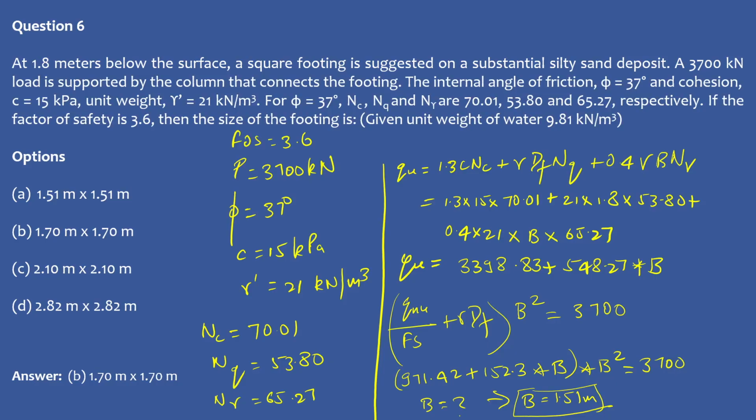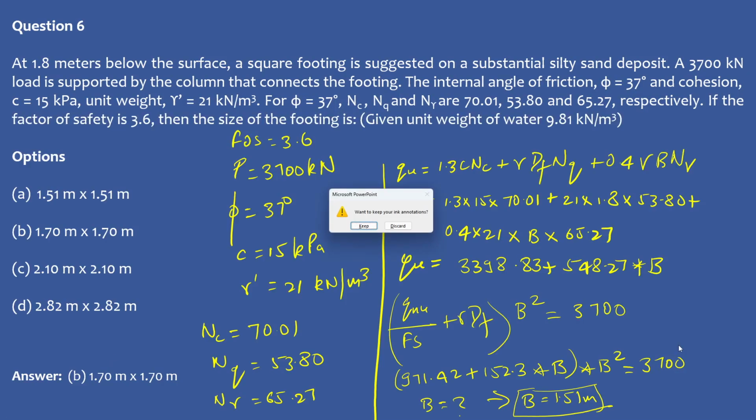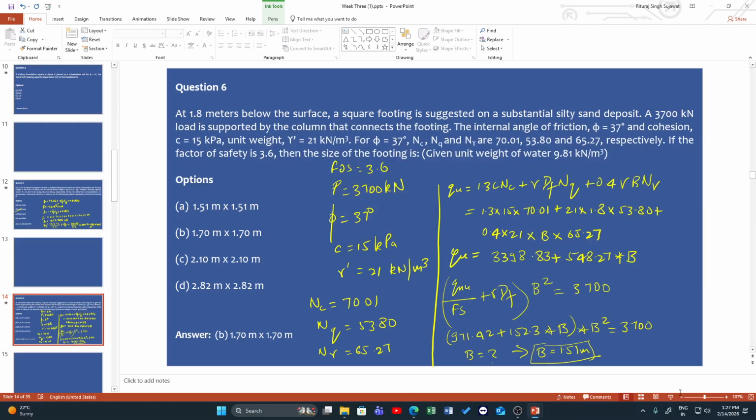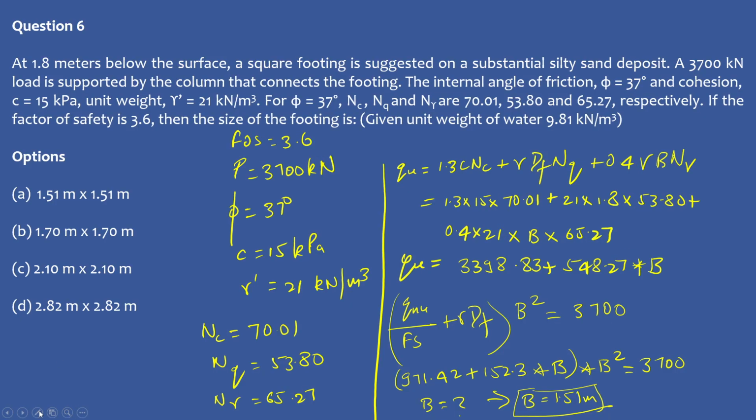Sorry, so there's a correction in this answer also. I don't know who made this. So the correct answer is E, which is 1.500 meter by 1.500 meter. So this we need to cancel.